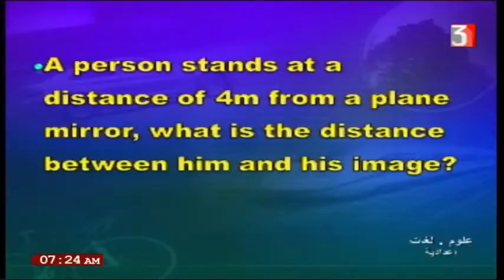So, when the object is at a distance of 4 meters from the mirror, the distance between the person and his image will be 4 plus 4 equals 8 meters. 4 outside the mirror and 4 inside the mirror. So the total distance here is 8 meters.